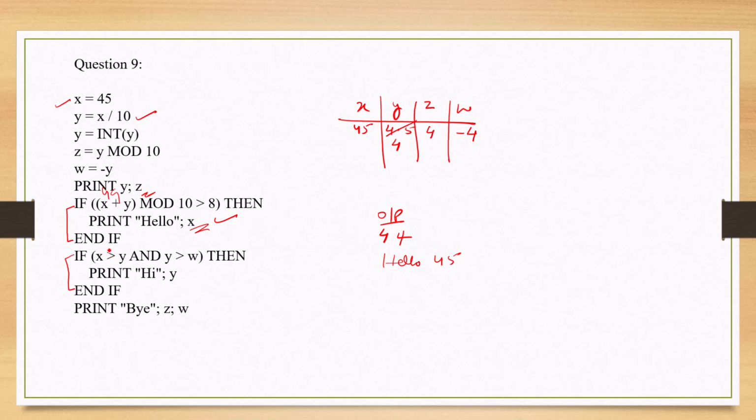If x is greater than y, 45 is greater than 4, true. Y is greater than w, that is 4 is greater than minus 4, that is true. Both are true, so we accept this line also. We print high and we print the value of y, which is 4. Again the line will change. Now we have by, next line it will print by, and z and then w, so 4 and then minus 4. This is your output.